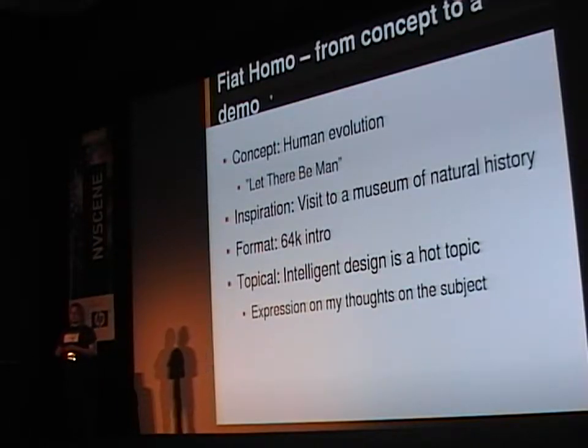The book is divided into three parts. There's Fiat Homo, let there be man. Fiat Lux, let there be light. And Fiat Voluntas Tua, which is like, let thy will be done. That's one of the books that I read when I was like 15, and I was really impressed by it, and it's left a permanent mark. So when I decided to do a demo about human evolution, I immediately knew that Fiat Homo is the name I want to use for it.